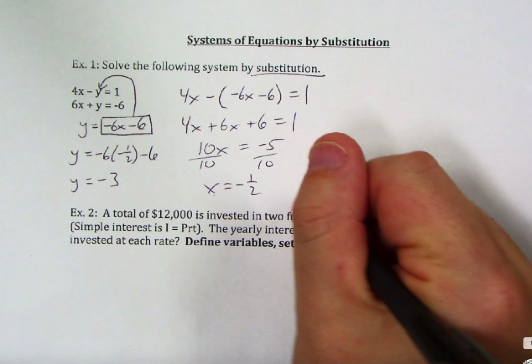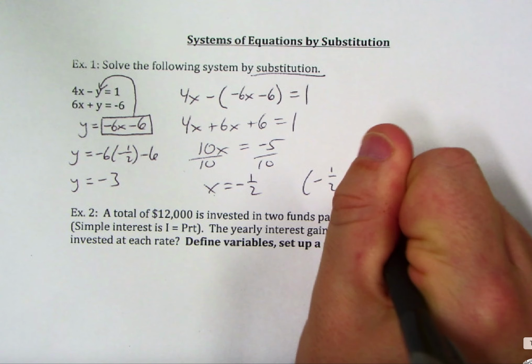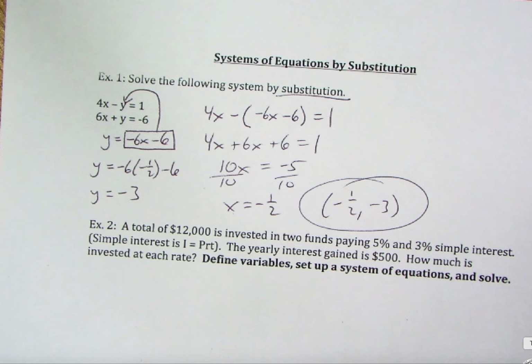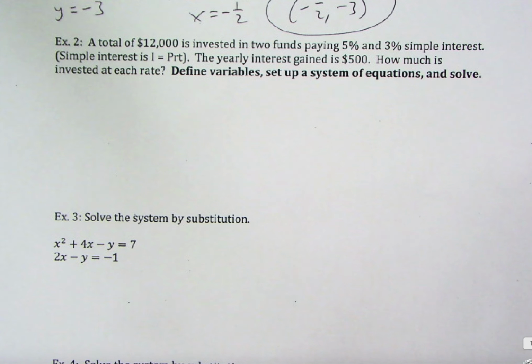And then I'm going to write my final answer as an ordered pair. And these are checkable. I could plug those in for x and y and figure out the answer there. That is substitution. Okay, example 2.